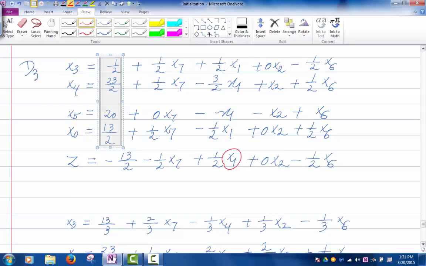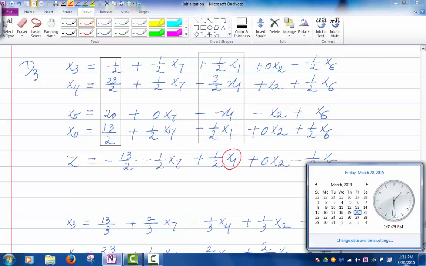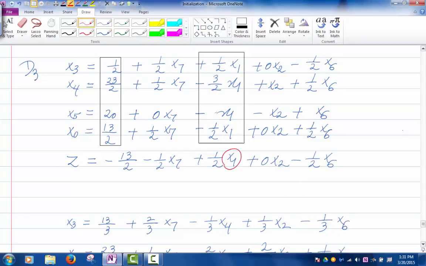The constant column and the column for x1. Now we are asking ourselves, from the first row, how large can you pick x1 without making x3 negative? How large can you pick x1? As big as you want, right? Because it's plus half x1. Now from the second row, how large can you pick x1 without making x4 negative?